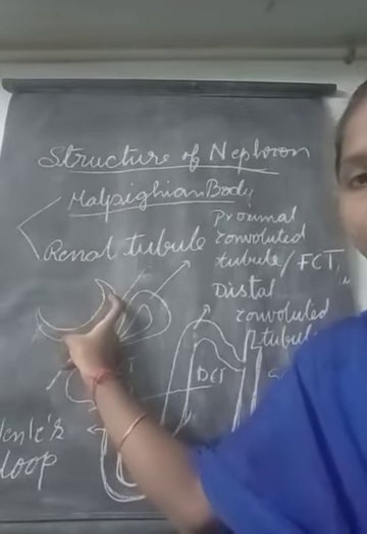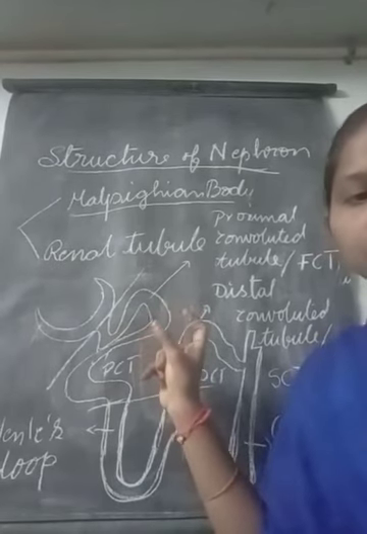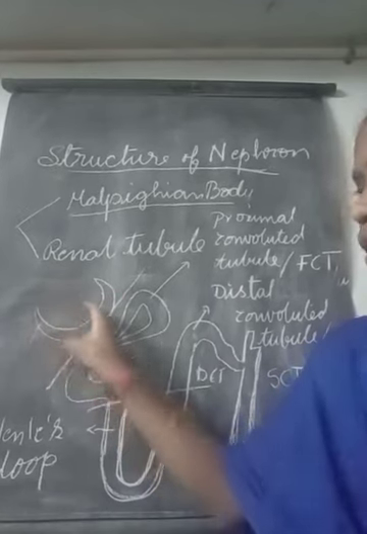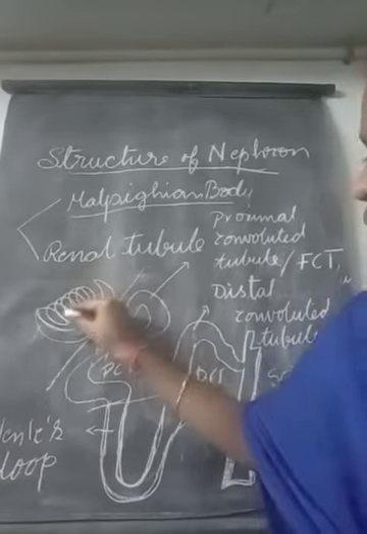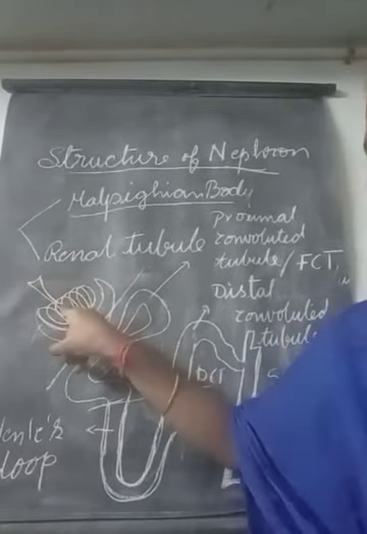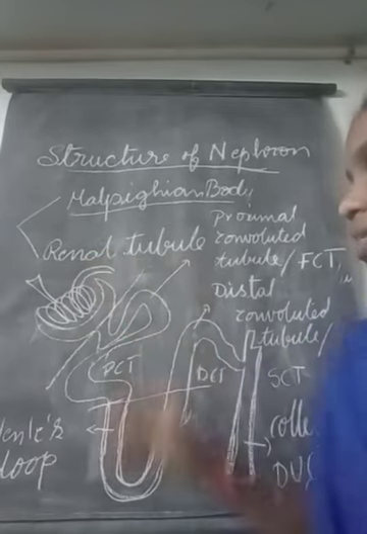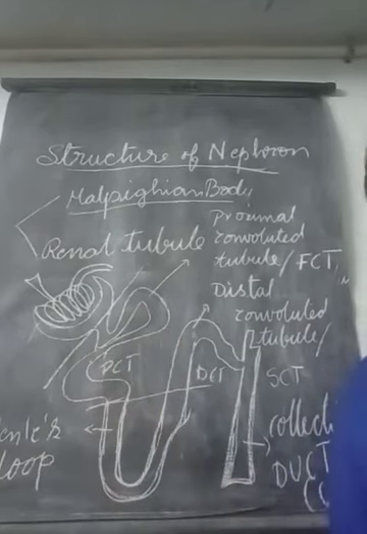Bowman's capsule. 10th class students, please listen to me seriously. Bowman's capsule, glomerulus. Inside the Bowman's capsule we have the glomerulus. The starting blood vessel is called afferent arteriole. The coming out blood vessel is called efferent arteriole. This is the PCT. What is PCT?